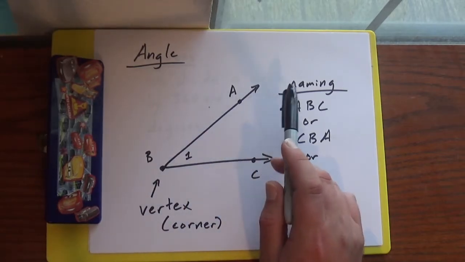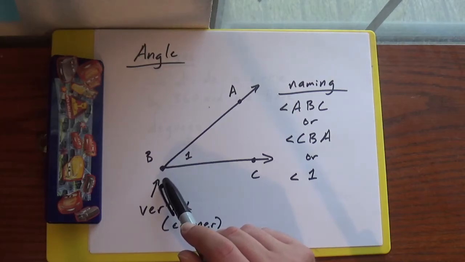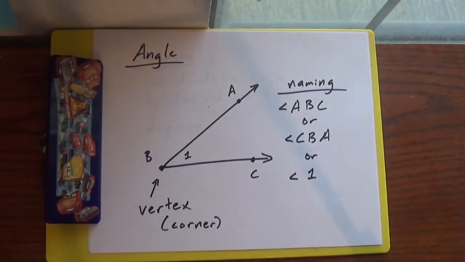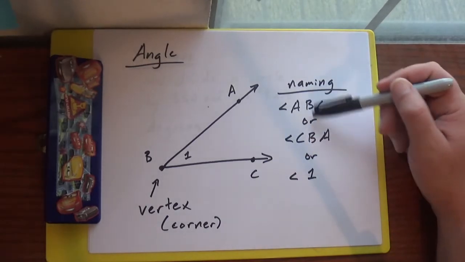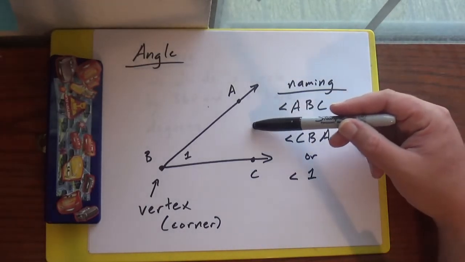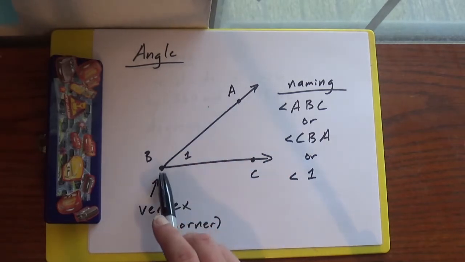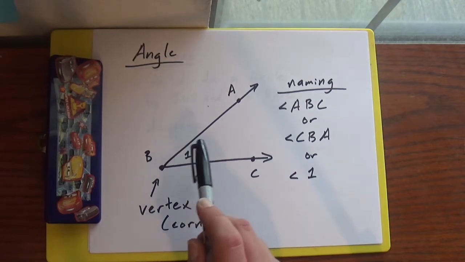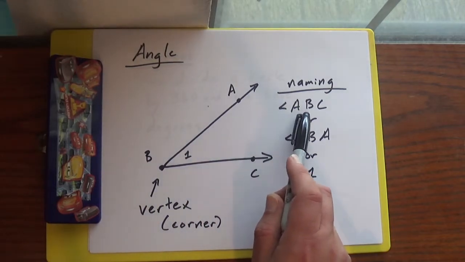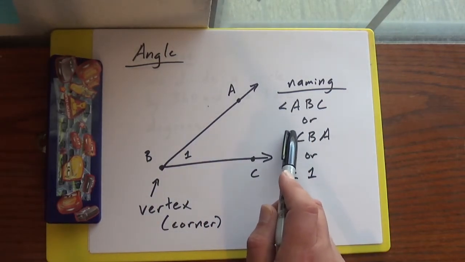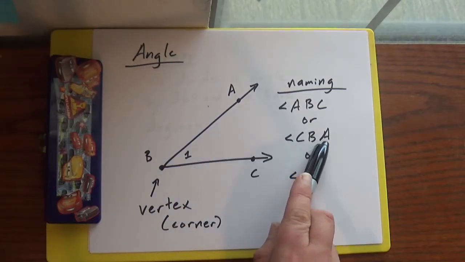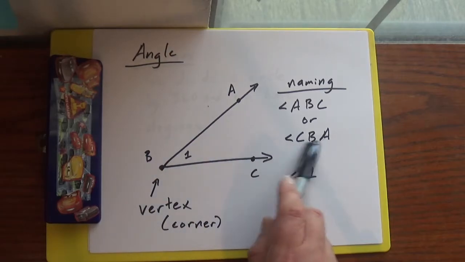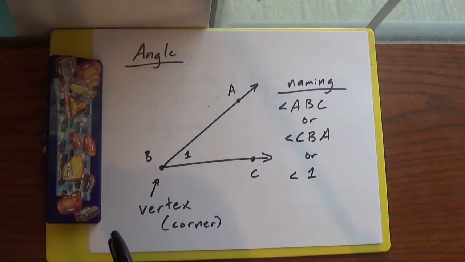Now when we're writing the name of the angle, it's important that whatever your vertex is goes in the middle. So for naming this angle, I've got A, B, and C. So I do this little angle sign, and then A, B, C. Or I could do the angle sign C, B, A, as long as the B is in the middle, because it's the vertex. It doesn't matter which order, as long as the B is in the middle.